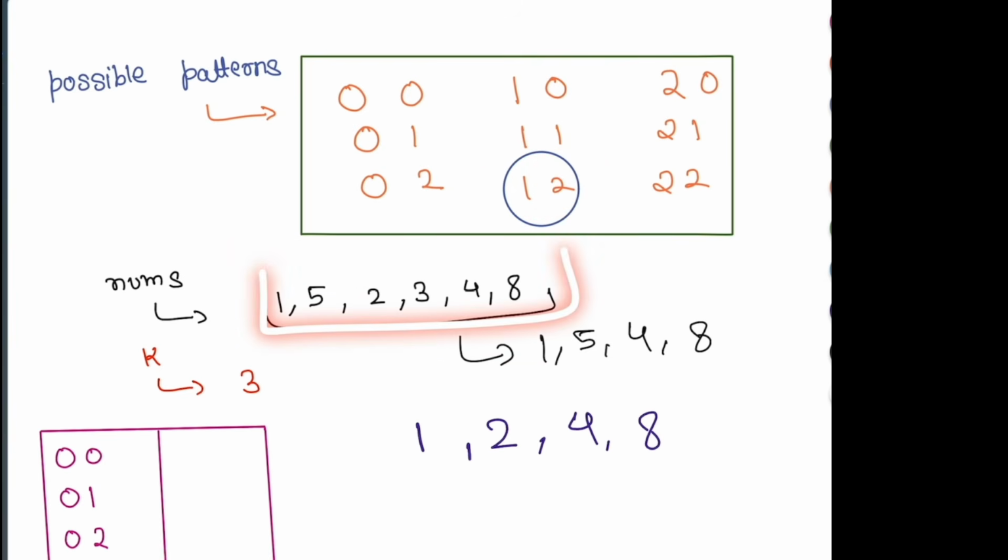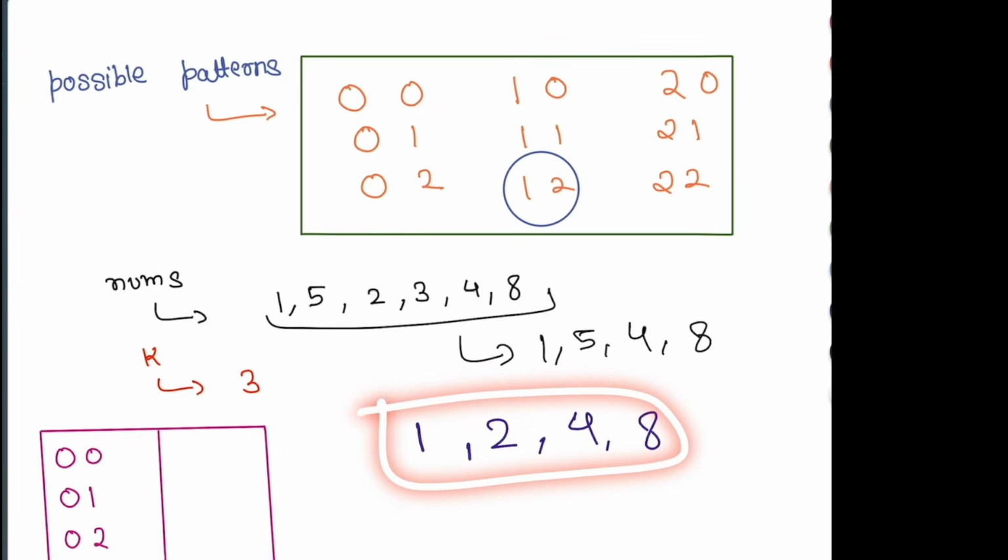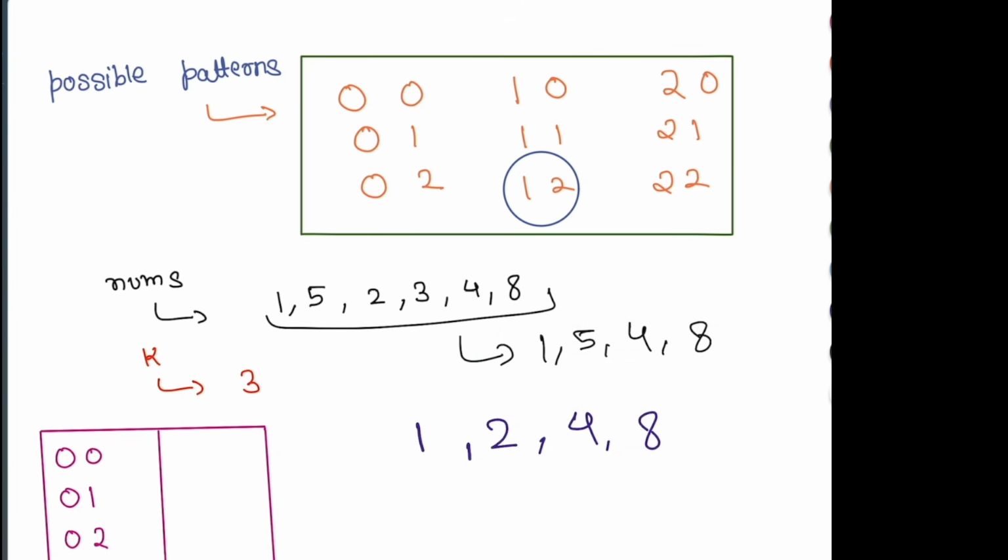But since we don't have any more elements, we are done, right? Now what you will notice here is this answer and this answer is different. But ultimately the length which we need to return, the length is 4, right? For this particular pattern as well as for this particular pattern, the length is 4. We wanted the length of the longest subsequence.